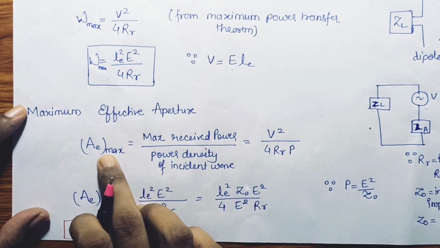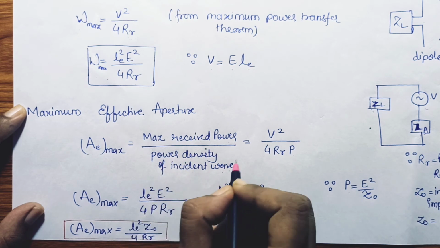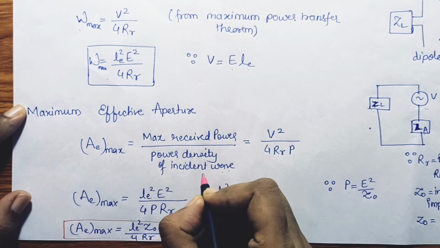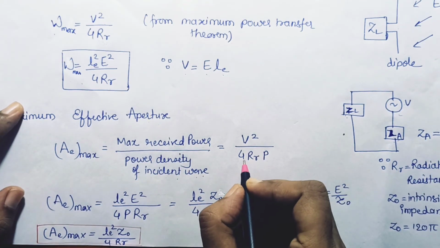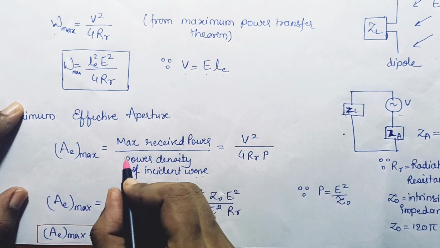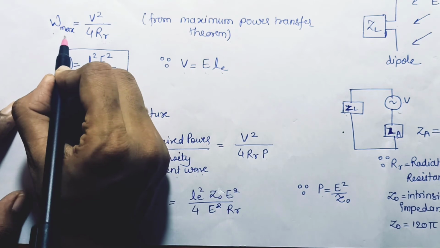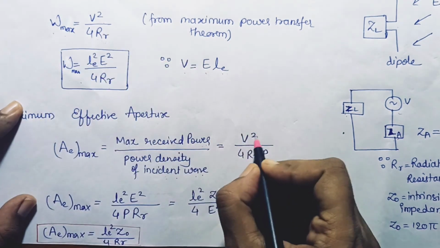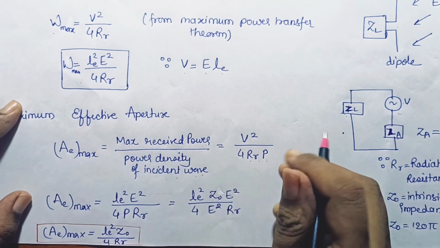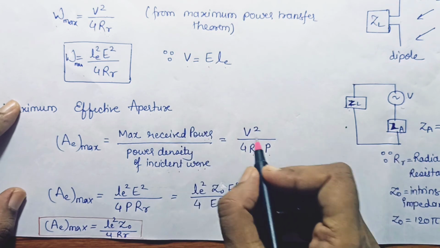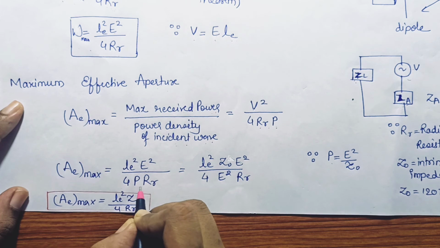Maximum effective aperture is our maximum received power upon power density of the incident wave. This equation we already solved in our effective aperture lecture, so you can get this from that video also. And we have this equation where we have maximum received power. So maximum received power is equal to V square by 4 RR, and the power density of the incident wave is equal to P. Now V is equal to L E into E, where we put this equation. So we get L E square E square upon 4 P RR.